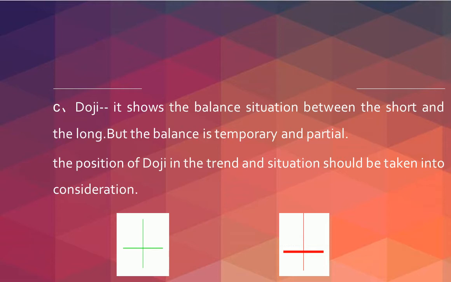So the Doji candlestick shows the balance situation between the short and the long. But the balance is temporary and partial. The position of the Doji in the chain and the situation should be taken into consideration. So this is the Doji. We can see the open price and the close price are the same, which means this is the Doji candlestick. So what's the deep significance of the Doji candlestick?